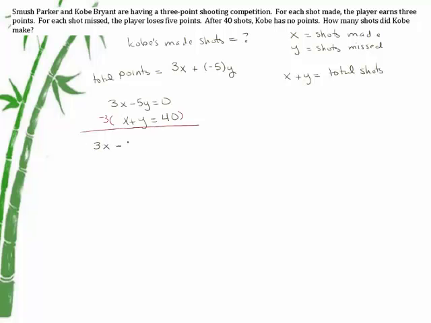So I'll end up with 3x minus 5y equals 0, and -3x minus 3y is equal to -120. When I add these together, my x's will cancel, and I'll get -8y is equal to -120. I'm going to divide both sides by -8, and y is going to be equal to 15. So he missed 15 shots.